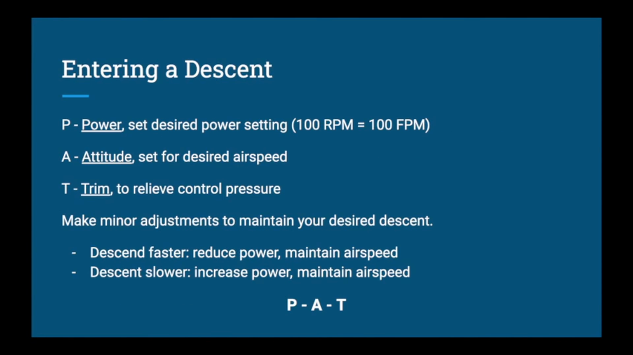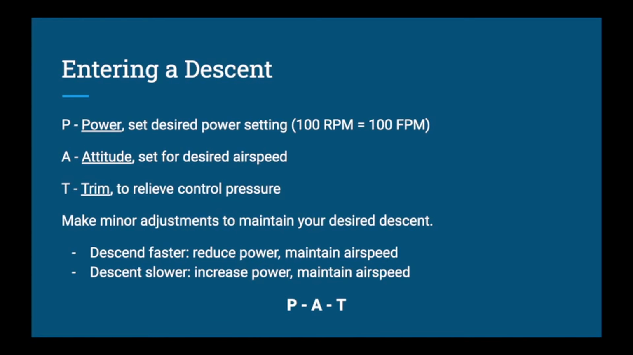Now let's talk about our procedure. So we flip the attitude and power with a descent. We use the acronym PAT, standing for power. Set your desired power setting. So I put here 100 RPM is going to equal 100 feet per minute. This will get you in the ballpark.